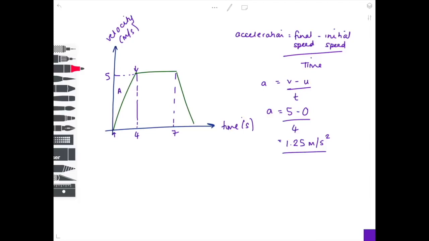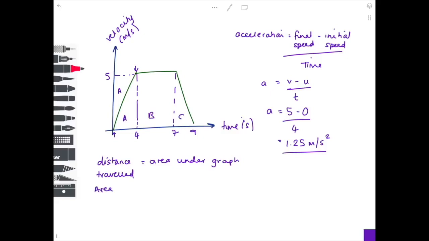Another thing they like to ask you is to calculate the distance travelled. Now this is a longer task, and remember distance travelled is given by the area under the graph. So let's calculate the entire distance travelled by this particular vehicle. The way I like to do this is by splitting it up. You can work it out as a trapezium or you can work it out as two triangles and a rectangle, which I personally find easier. So I'm going to label them A, B and C.